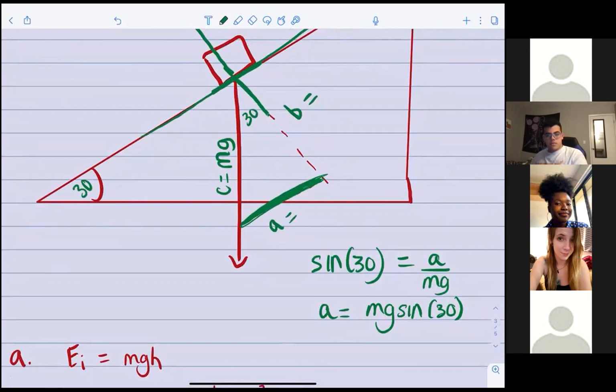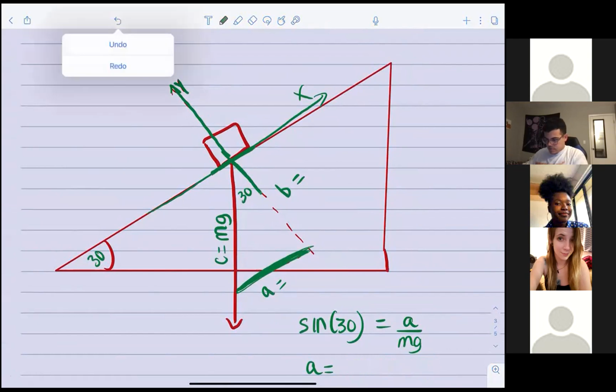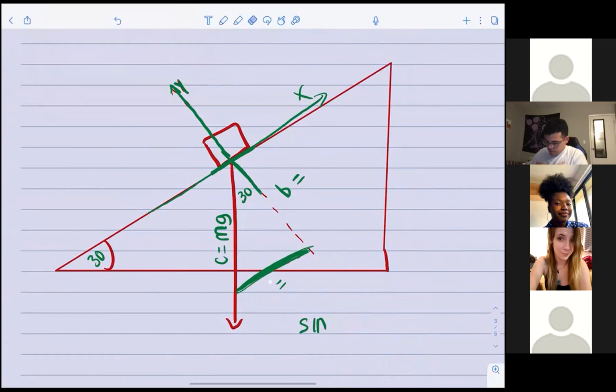Okay. Thank you. No problem. And if you wanted to know the vertical component of gravity, how is it 30 degrees? Well, that's what I just erased. Let's go back. Actually, I'll just erase everything here and write it again.